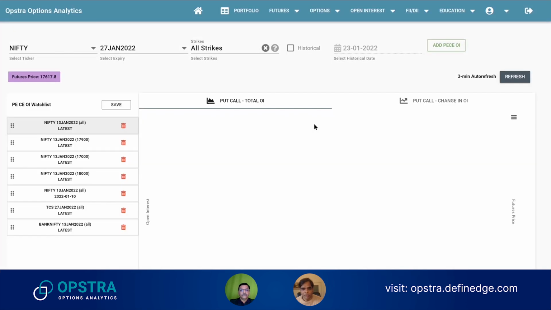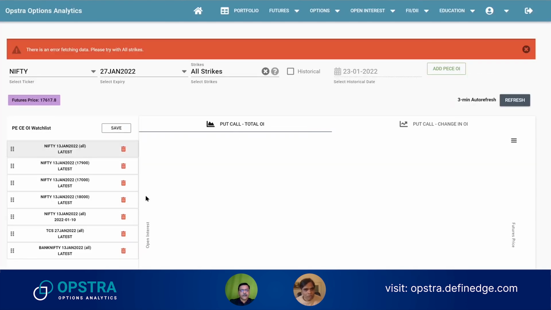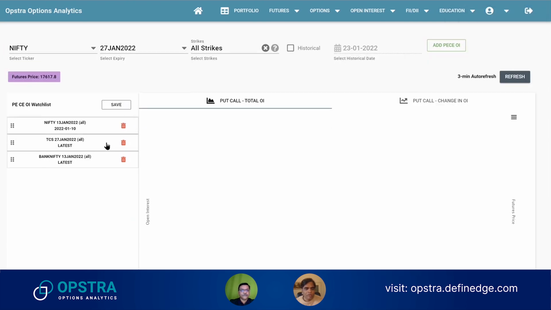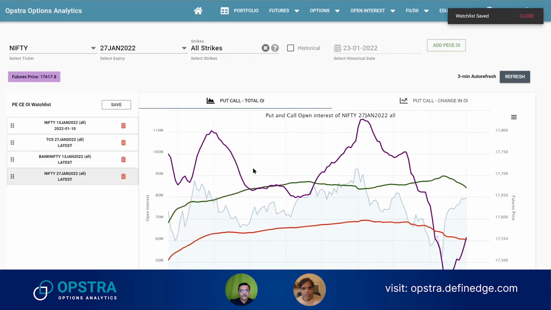Put call OI dynamics. This is strictly for intraday, right? And paid. Yes. Sorry, total open interest is paid. What about historical TOI? It's also paid. Both are paid. So now let's say we take this one.